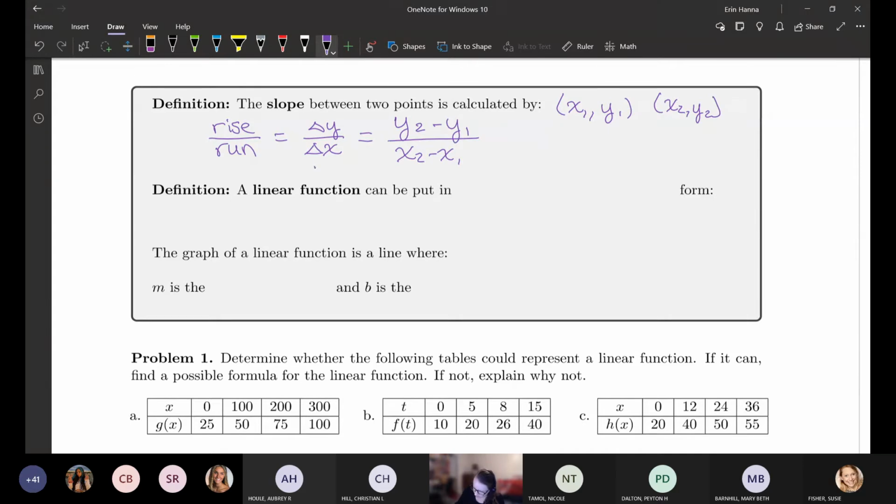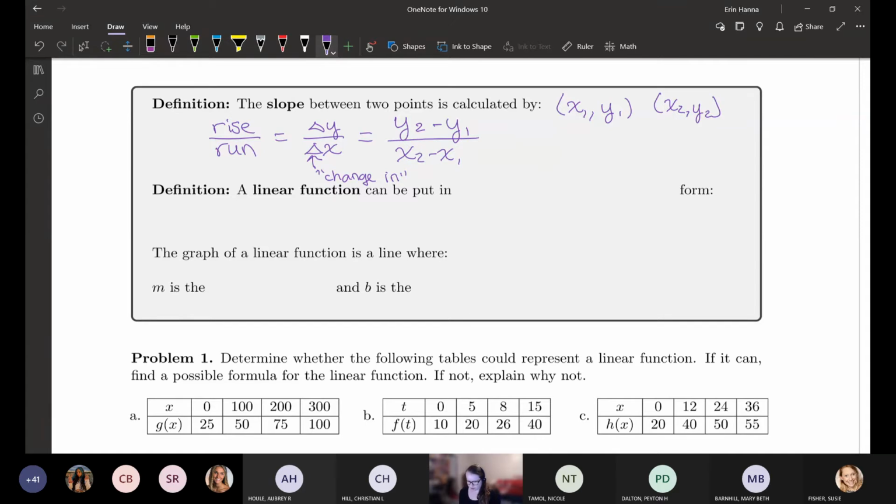This little delta essentially just means change in. I don't know why it's writing all the way over there. So you'll often hear me say change in y over change in x, and that's what I'm referring to.